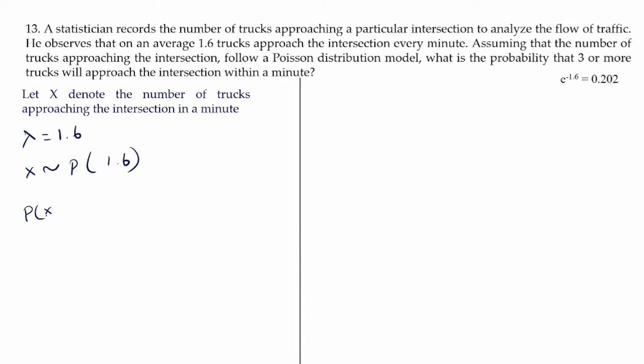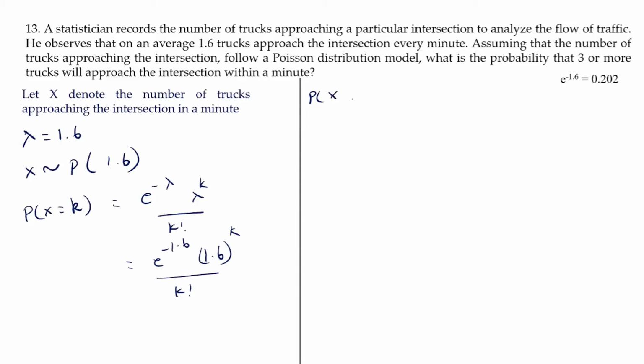So the probability distribution function of x is given by probability of x is equal to k equal to e raised to minus lambda, lambda raised to k by k factorial. Here lambda is 1.6, so it is e raised to minus 1.6, 1.6 raised to k upon k factorial. Now we need to find the probability that 3 or more trucks will approach the intersection within a minute. That is, we need to find probability of x greater than or equal to 3.